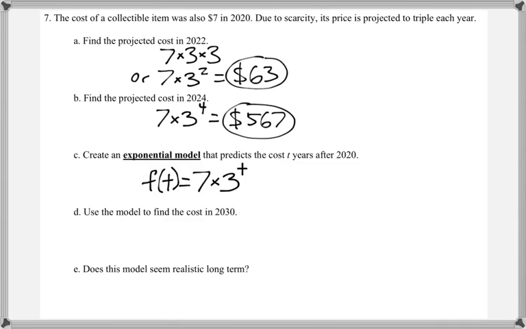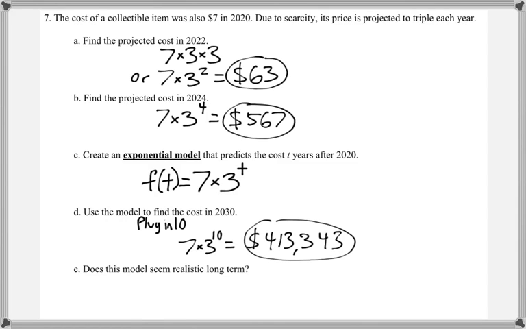And then for part D, it says use the model to find the cost in 2030. So if you just plug in 10, then 7 times 3 raised to the 10, that's going to be a big number. Let's do that. 7 times 3 raised to the 10, and we get $413,343.